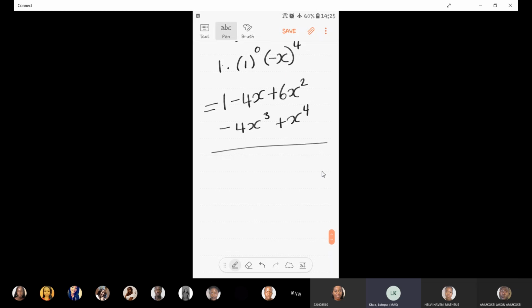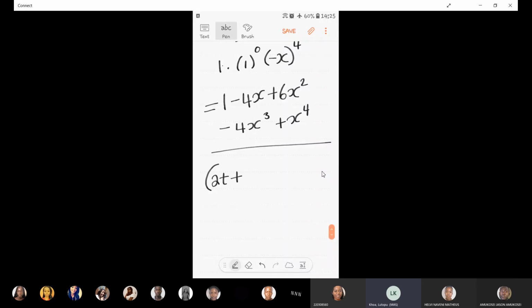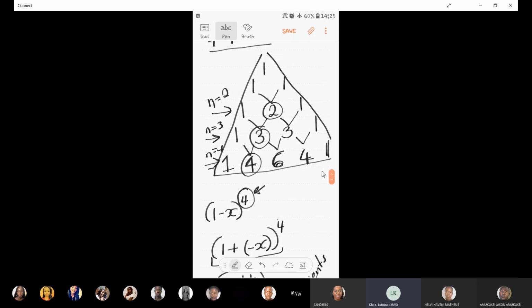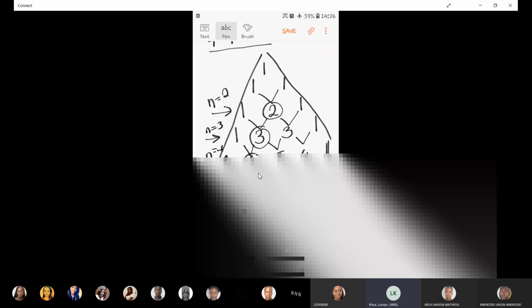So let's look at one that is a little bit different. Let's say I have (2t plus 3 over t) to the power of 4. So again, I will do it in the same way. My exponent is 4, so that means I go to level 4 on my triangle, which is the one where the second number is 4. Then I take note of these coefficients. I have 1, then I have 4, 6, 4, and 1. Then I will put my A to the power of 4, B to the power of 0, A to the power of 3, B to the power of 1, and so on.